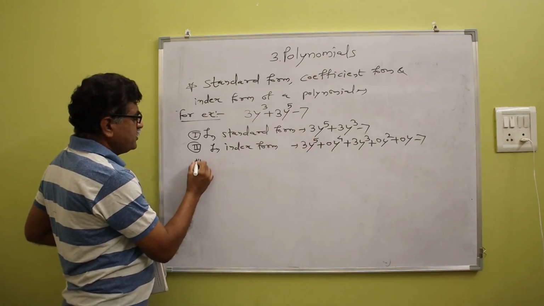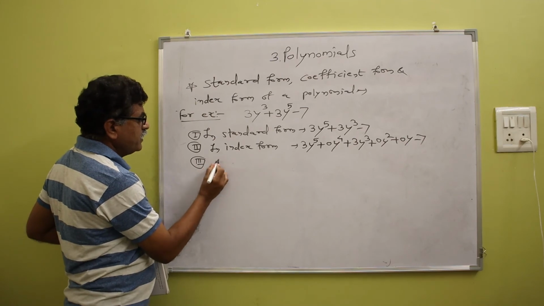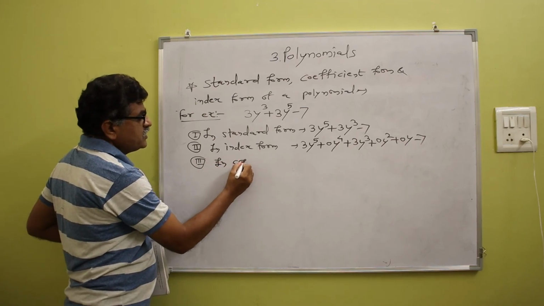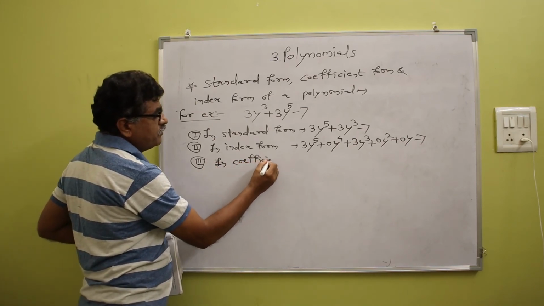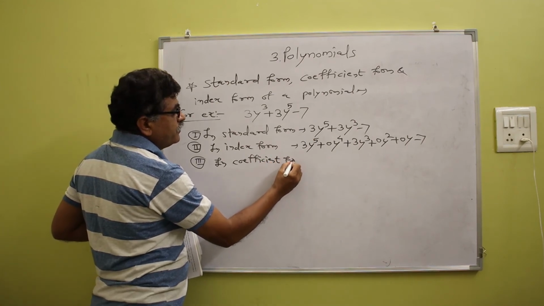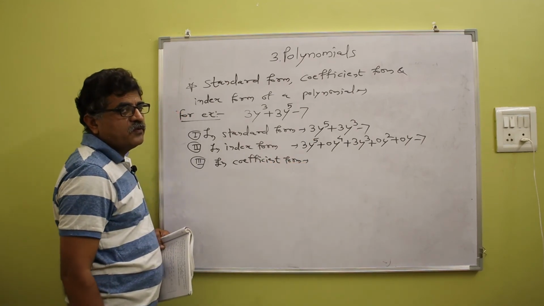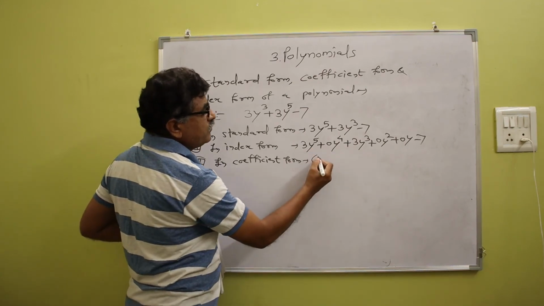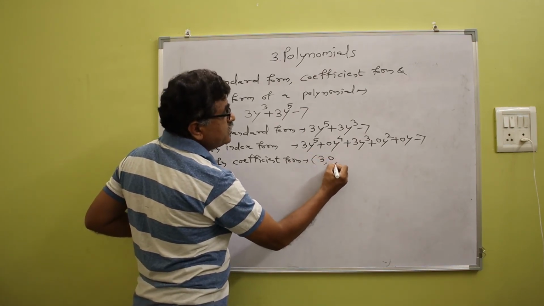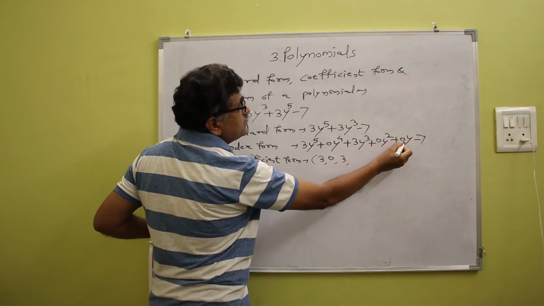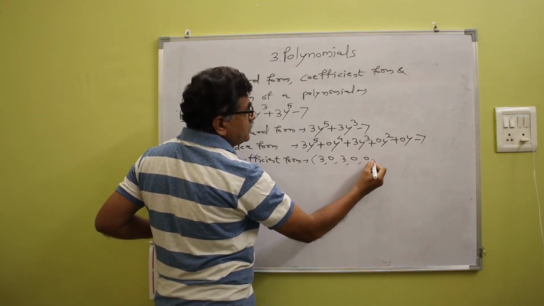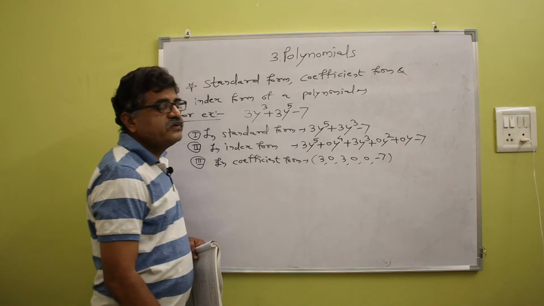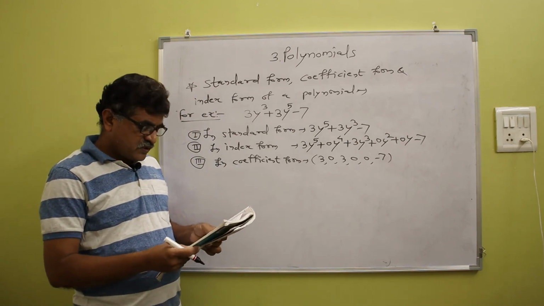And number 3, coefficient form. In coefficient form, this can be written by using this index form, that is 3, 0, 3, 0, 0, minus 7. This is in coefficient form.